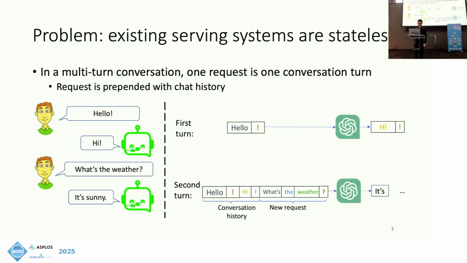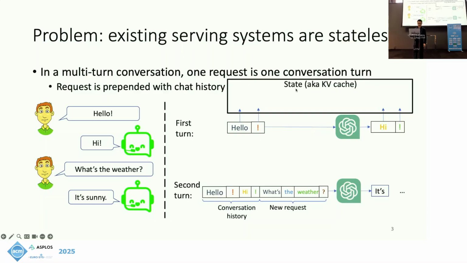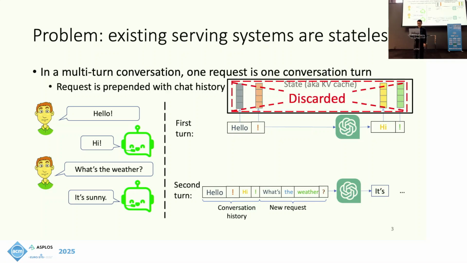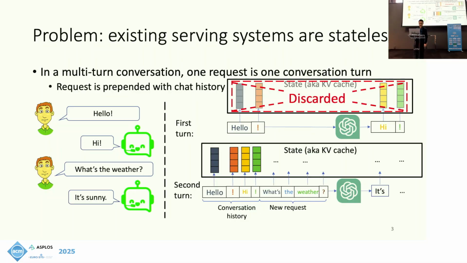So specifically, when they process one user request, they will generate a state, also known as a KV cache, for every token, and the KV cache up to the first output token is generated by the prefill phase, and the remaining token states are generated by the decoding phase. But because they are stateless, they will drop this KV cache after serving the request, and in the next turn, during this prefill phase, they will need to recompute this discarded state, which results in a lot of computational resource waste.